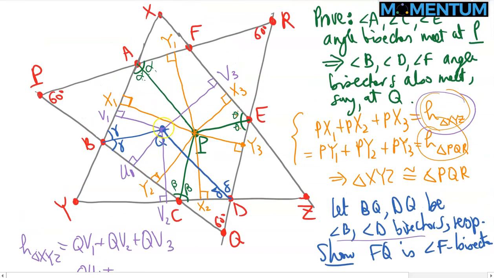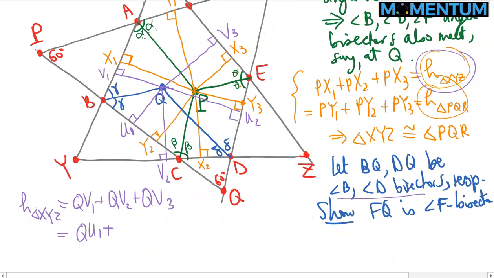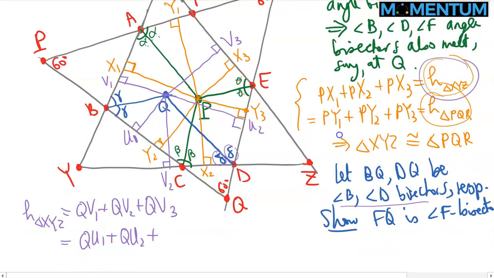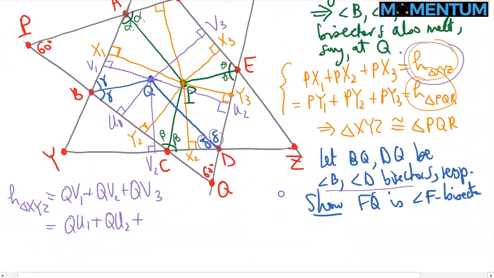Well, similarly, QV2, if I were to drop a perpendicular there, pretend this is perpendicular and let's call this U2. QV2 is congruent to QU2. Why? Because we have angle bisectors here. QU2 plus, and then QV3, I can't do anything yet, right? Let's just leave it as QV3.